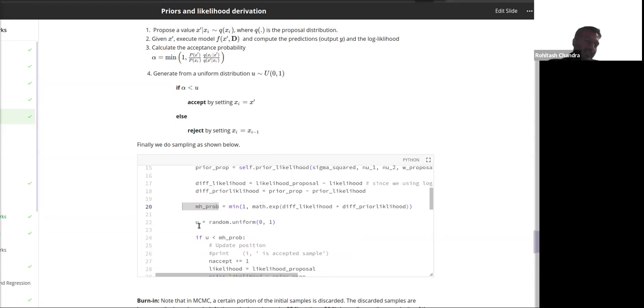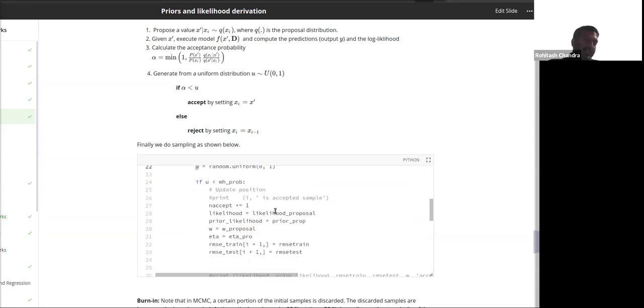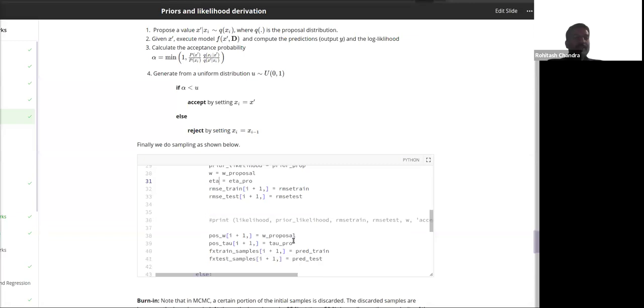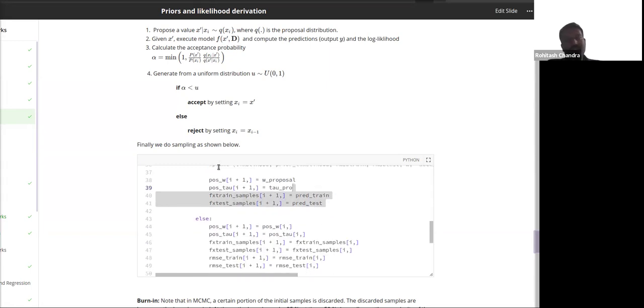Based on that, if the number you've drawn from the uniform distribution is less, then you accept it. When you accept, the number of accepted values becomes +1. You started with 0. The likelihood proposal becomes the likelihood, the prior proposal becomes the prior, and the W proposal becomes the W. So they are overwritten. Eta proposal becomes eta, RMSE train is saved, and RMSE test is saved. And these things I'm just saving the history. In the posterior history, we are saving the proposal here, tau, and prediction train, prediction test. This is for visualizing the posterior.